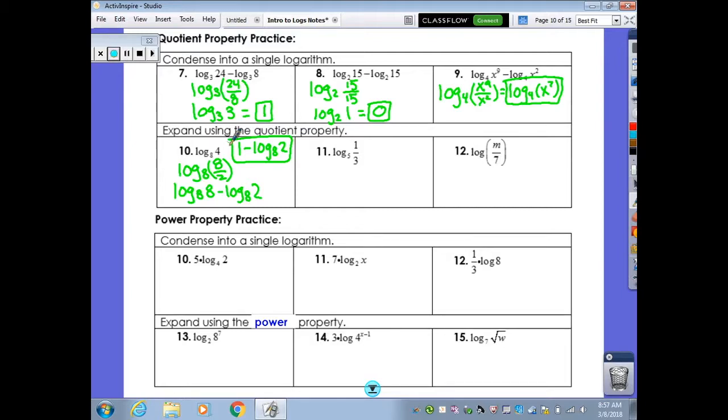Now let's try the next one. To expand this, this would be log base 5 of 1 minus log base 5 of 3. It already is giving us a division problem. We know log base anything of 1 is going to be 0. So then our final answer is just going to be negative log base 5 of 3.